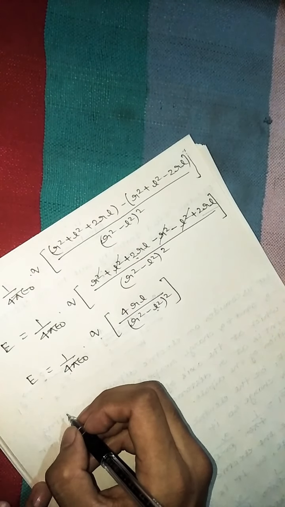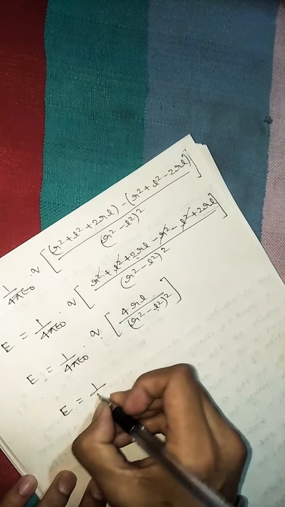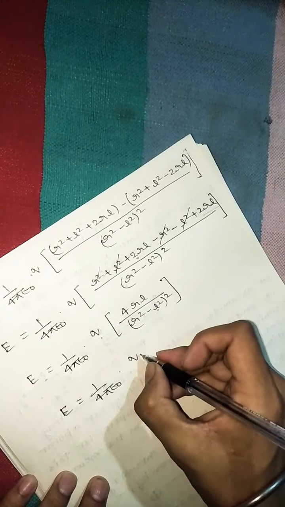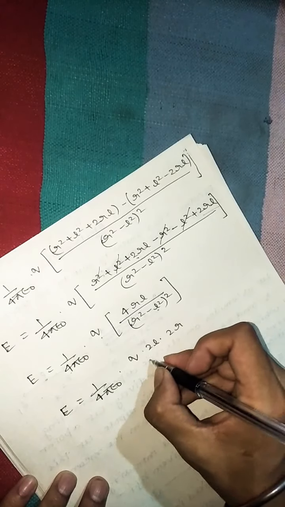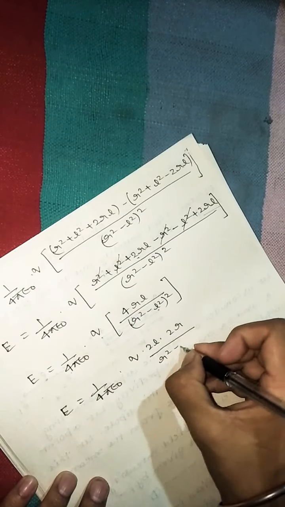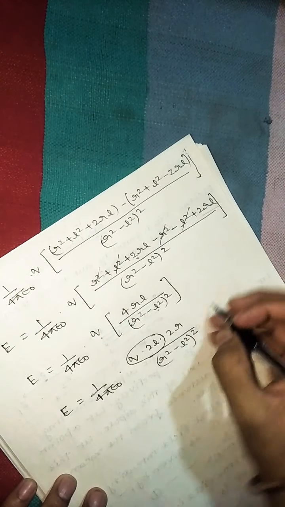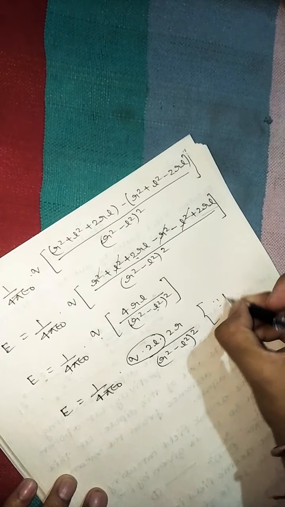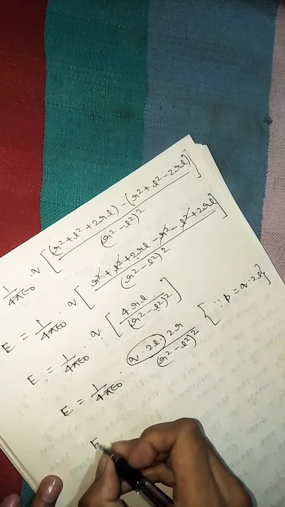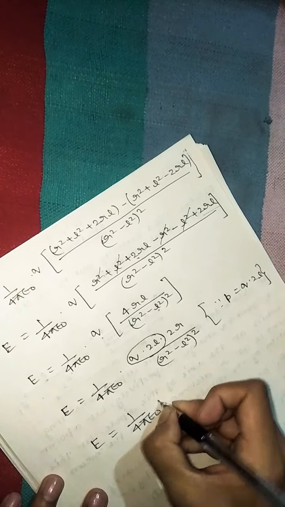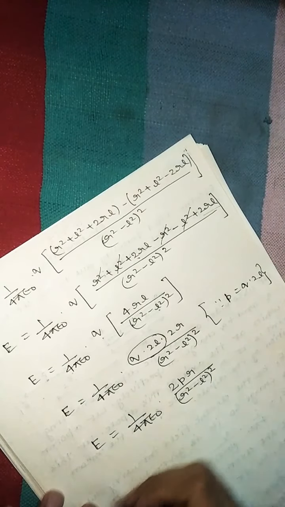We can bifurcate this. How will we bifurcate this? This can be written as 1 upon 4 pi epsilon naught q, and 4rl can be written as 2l into 2r, upon r square minus l square whole square. This q dot 2l can be written as, since we know that p is equal to q dot 2l, p. So this implies 1 upon 4 pi epsilon naught 2pr upon r square minus l square whole square.